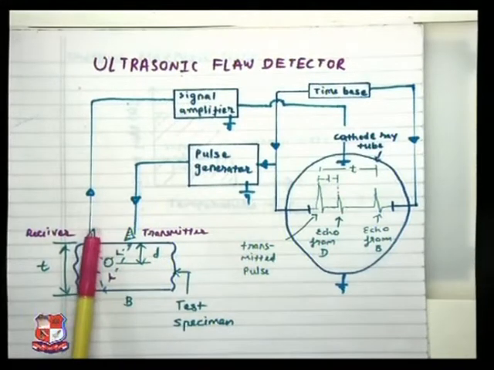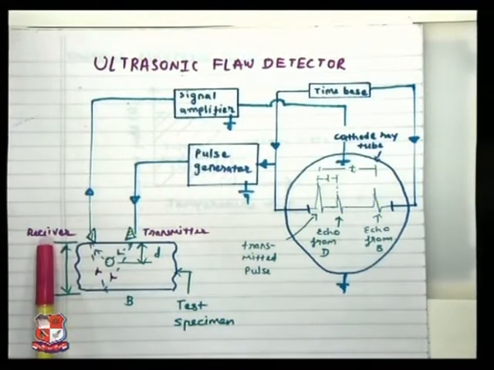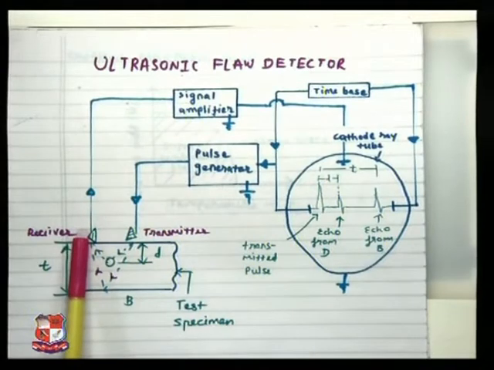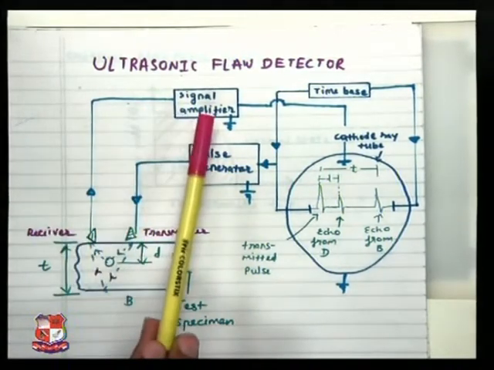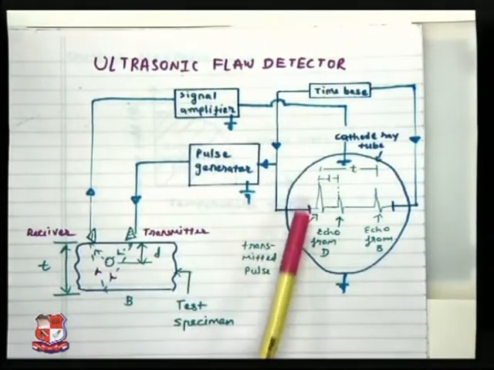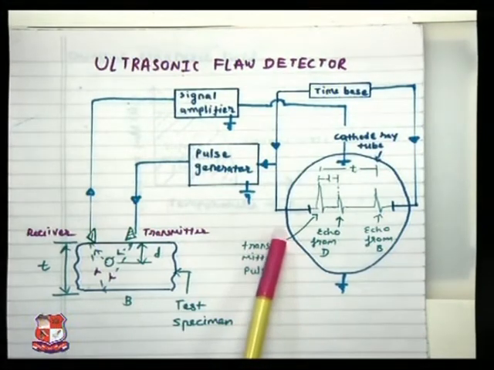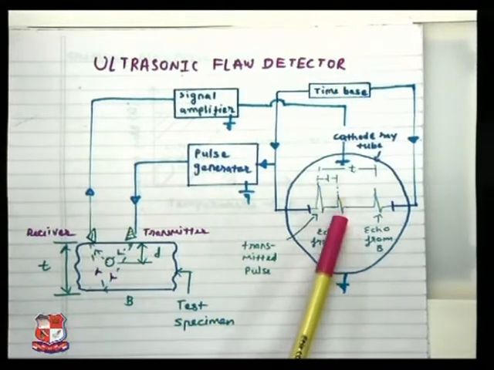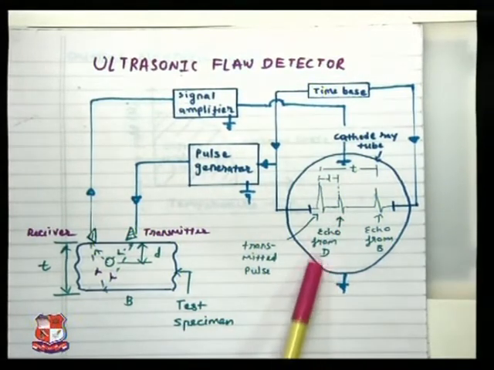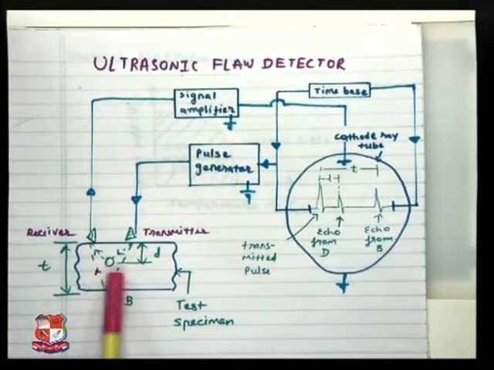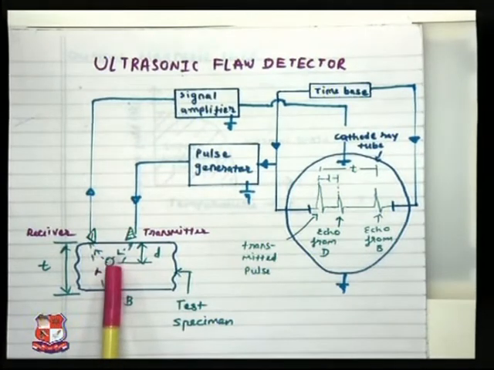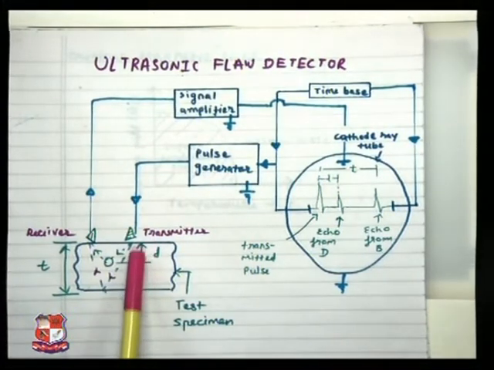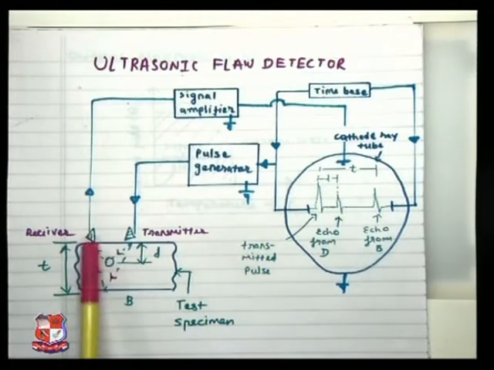That echo is received by the receiving transducer and converted into its signal and fed to that CRT. This will show a small pulse which is the echo from D. Here this is D, which is the defect, and this is the distance of that defect from the top surface.